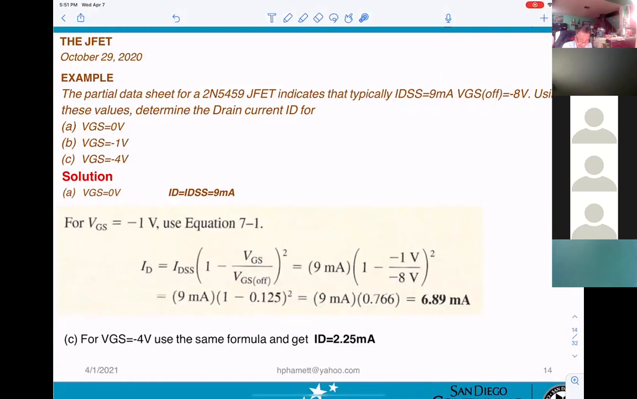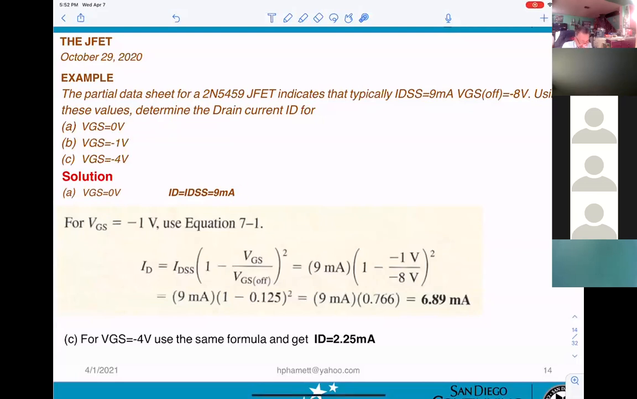Using these values, they want to know the drain current ID. The first one, A: VGS is 0, what does ID equal? B: VGS equals minus 1, what does ID equal? And so forth. For A, VGS is 0, what does ID equal? IDSS. Exactly. You must say it right away: IDSS. So for A, VGS 0, ID equals IDSS, 9 milliamp.